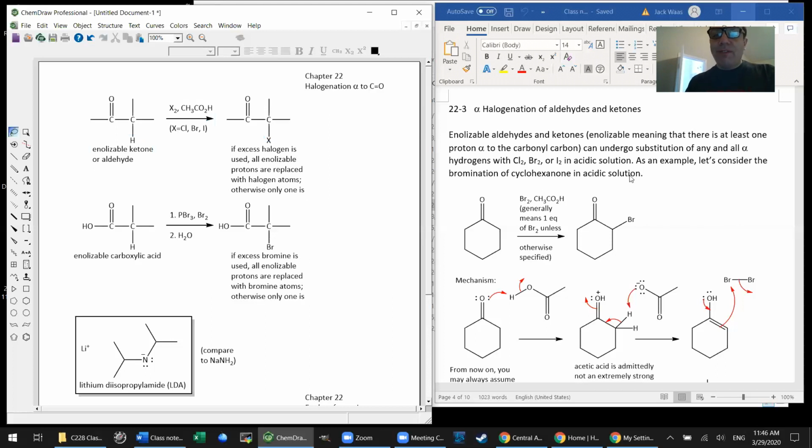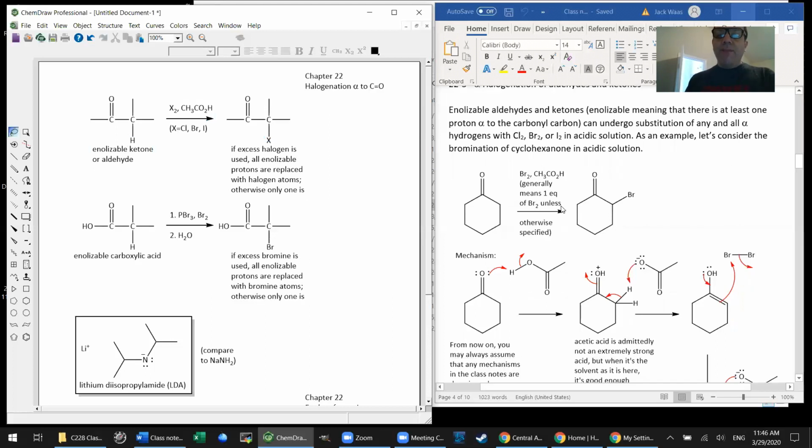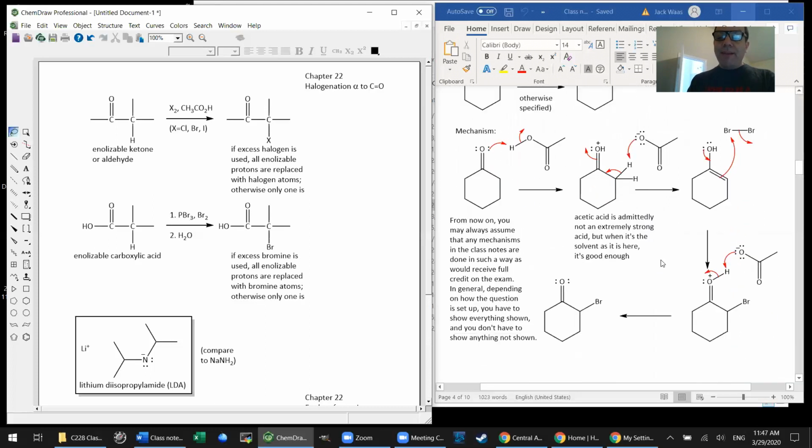So here we have an example of such a reaction. I'm using here cyclohexanone just as an example. You could use any appropriate enolizable aldehyde or ketone. And if we treated cyclohexanone with one equivalent of bromine, and again, I could have used chlorine or iodine as well, in the presence of acetic acid as solvent, then you will replace one of the four ionizable or enolizable hydrogens with a bromine atom. The mechanism is shown here in your class notes, and again, the mechanism would be the same if using any other enolizable ketone or aldehyde.